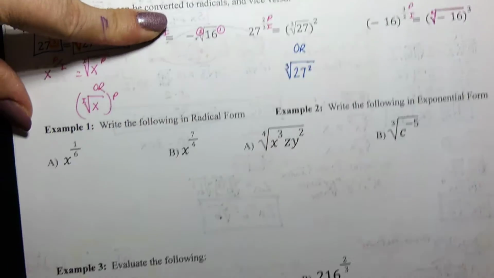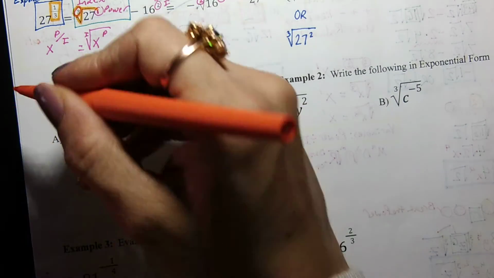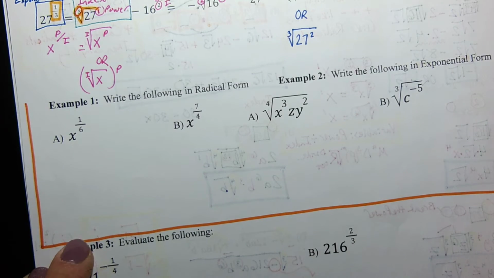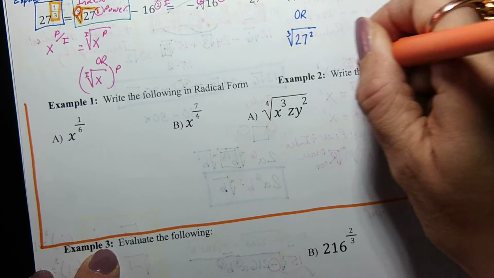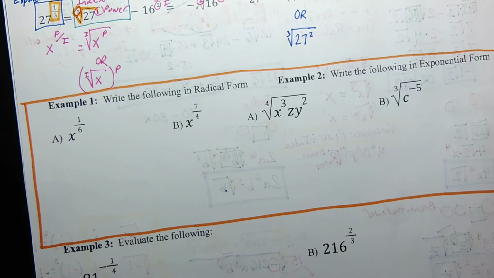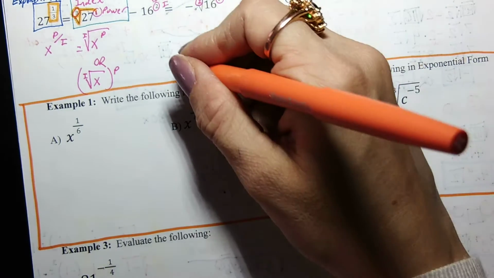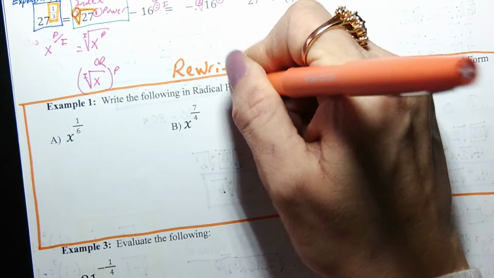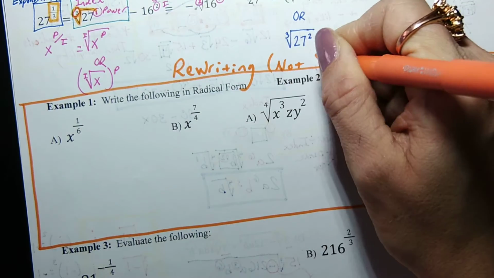So in this first section, I want you to put a box around these, example 1. Oops, just drew on my cart. I want you on this section to write rewriting, not simplifying.